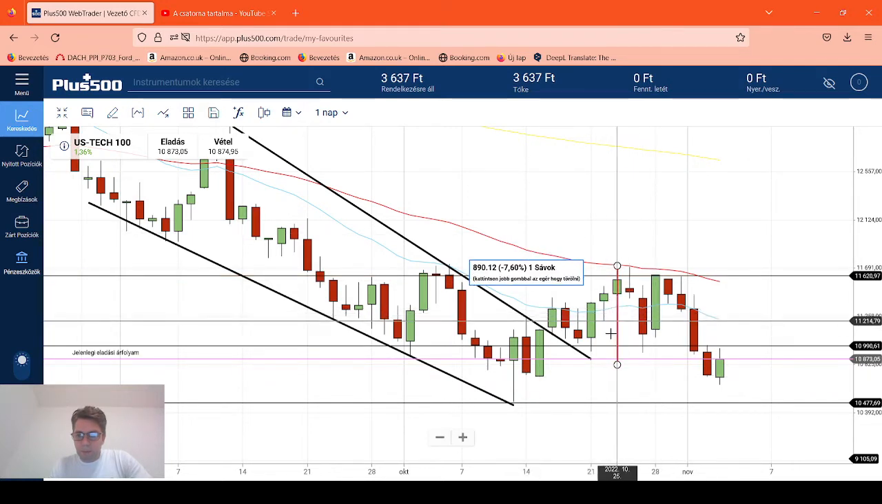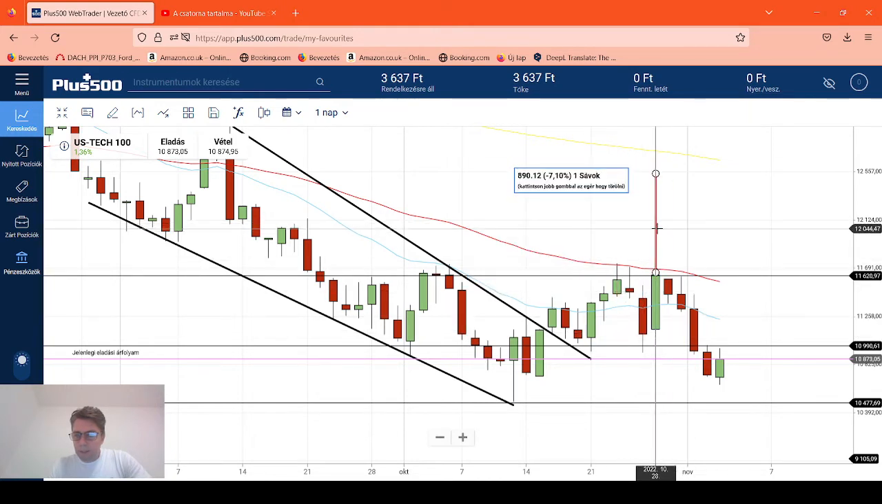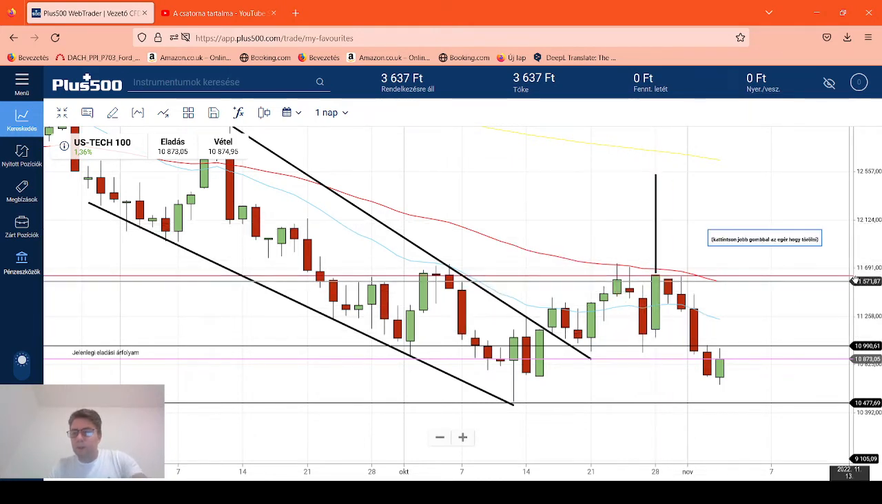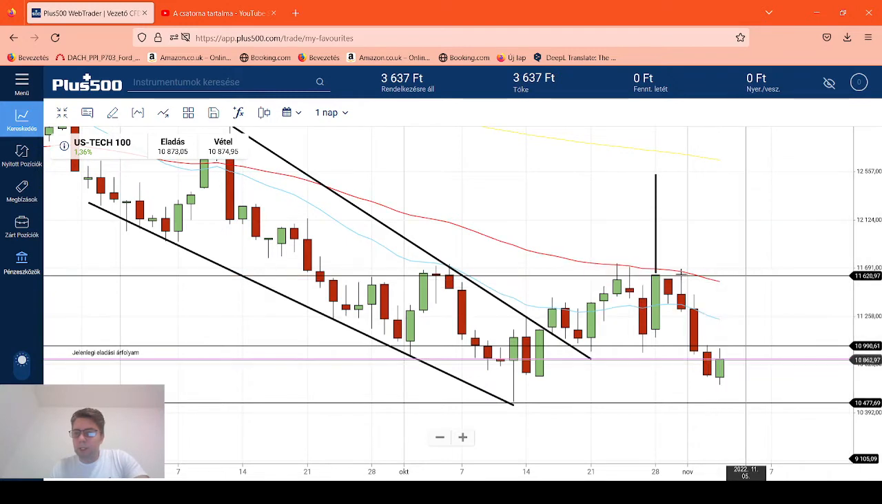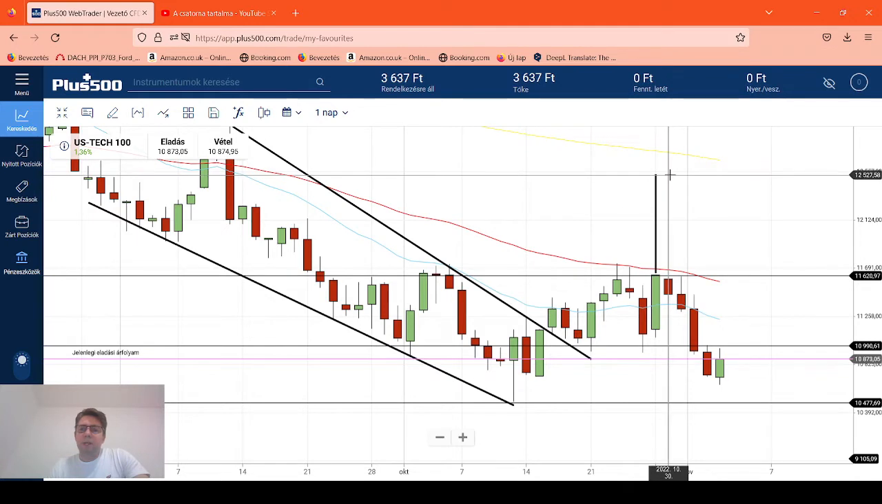I measure the bodies of the candles from the top to the bottom, yes. And let's put it on the neckline, which is at 11,620. We need to get back to 11,620 and break above and stay above in order for this price target to be valid. 12,530.